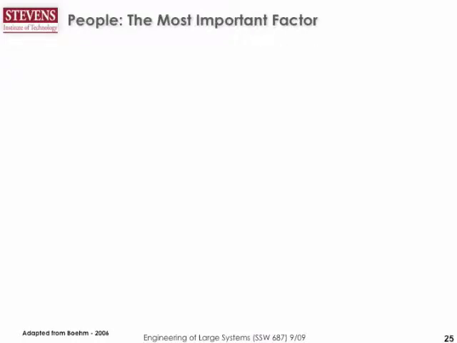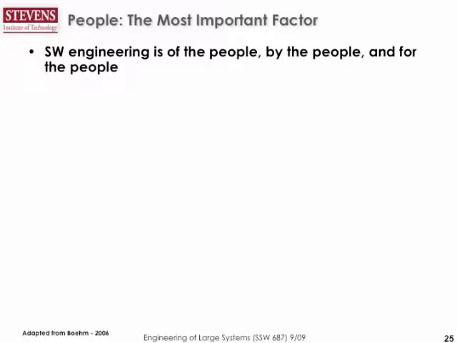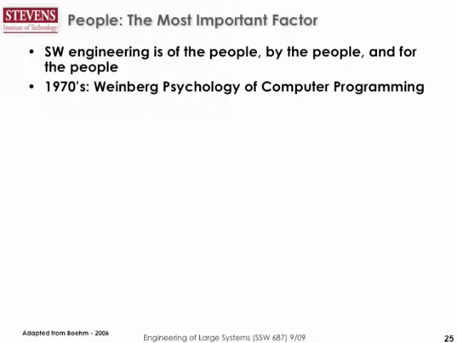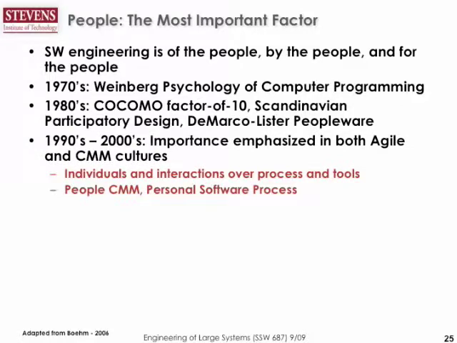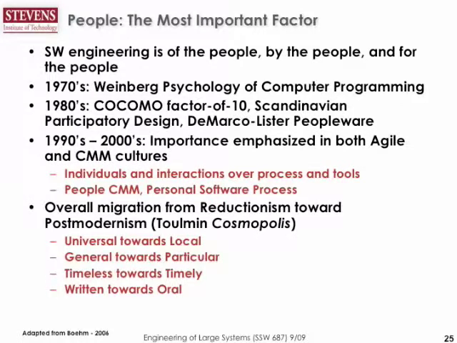One of the forgotten issues in this rush to process was that software has always been extremely people-intensive, and much work has been done on that subject. And as Toulmin says in Cosmopolis, there's a move from reductionism, looking at things in smaller and smaller pieces, to one of more postmodernism and a more holistic worldview.